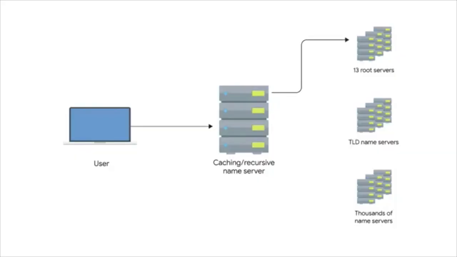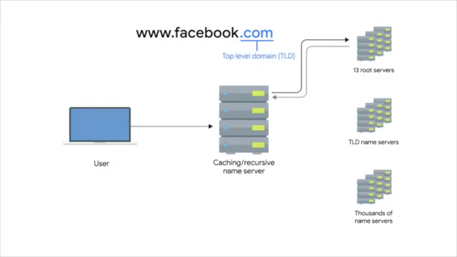This should also make it clear that there aren't really only 13 physical root name servers anymore. It's better to think of them as 13 authorities that provide root name lookups as a service. The root servers will respond to a DNS lookup with the TLD name server that should be queried. TLD stands for top level domain and represents the top of the hierarchical DNS name resolution system. A TLD is the last part of any domain name.